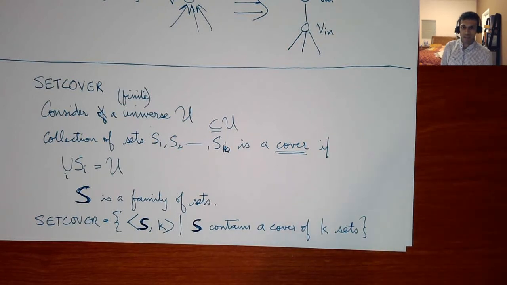Set cover is like finding the smallest cover. So set cover says, is there a cover of k sets? Just like clique was, is there a clique of size at least k? Set cover is, is there a cover of size at most k, a cover of at most k sets? Because if you have a cover of less than k sets, then you can just add more sets and it would still remain a cover. Okay, is the language clear? What this language is?